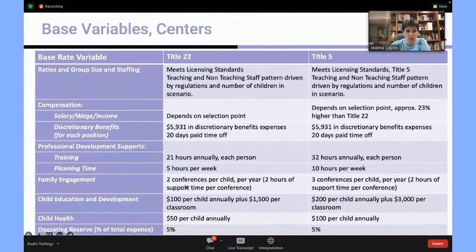And the same holds true if you continue down the chart for Title 22 and Title 5: there are child education and development supports in the base quality. There are child health dollars in the base quality. There's an operating reserve for both program types in the base quality. So these are all of the variables or assumptions that were selected in running the cost per child scenarios that we looked at last week and that we're about to look at in a second. We just didn't unpack them this way together.